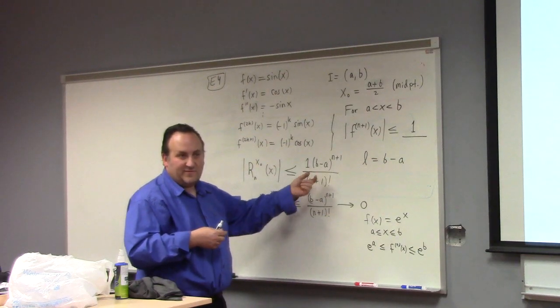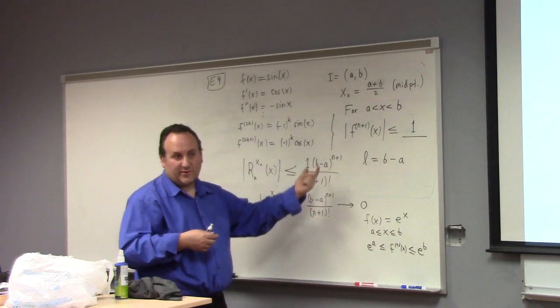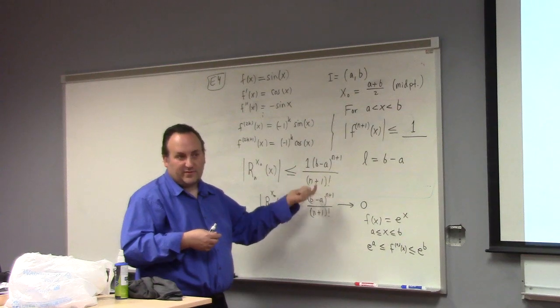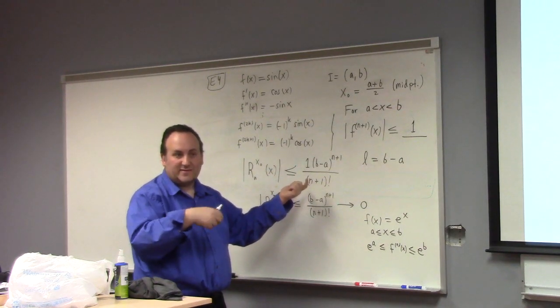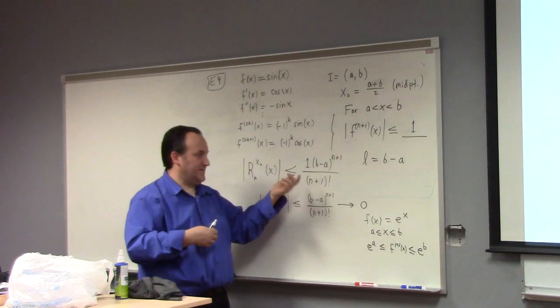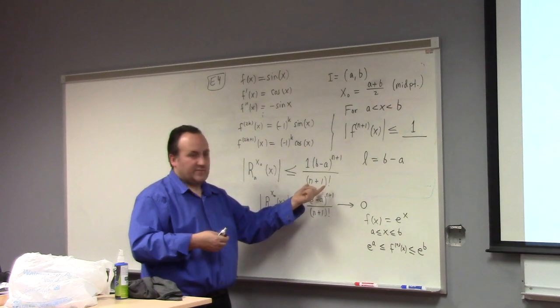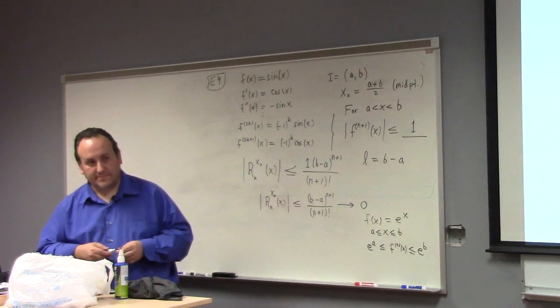But what's the story? What's the fate? If you have e to the b times b minus a to the n plus 1 over n plus 1 factorial, guess who wins? N plus 1 factorial. Notice that e to the b is not dependent on n. It depends on b. It doesn't depend on n. So it's, again, just a number times b minus a to the n plus 1 over n plus 1 factorial. Therefore, the exponential is analytic everywhere as well.